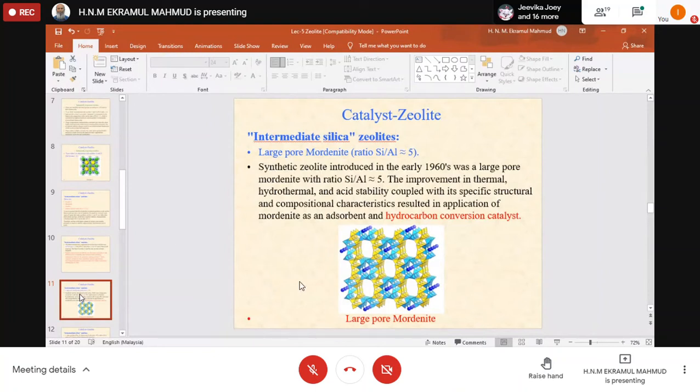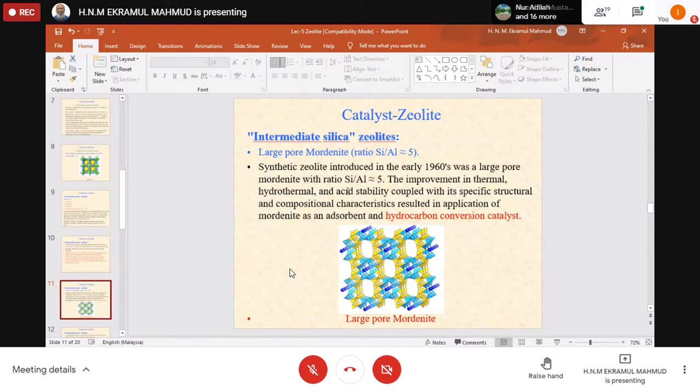Normal chain, we make it cyclic chain. We make it branched chain. We isomerize this. We have reforming. So all this can be done in the presence of a catalyst.